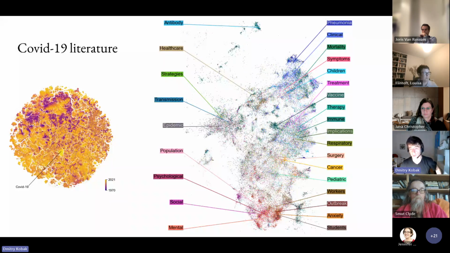Now I color it not by journals, but we assign topics in a different way, based on the keywords in the titles of the papers. And we see here that, for example, on top is more clinical COVID research, whereas on the bottom is social, mental health, anxiety, maybe the effect that the pandemic had on workers or students, and so on. So this is a relatively narrow subfield, right? A small part of this literature, but when we zoom in, we see more structure.